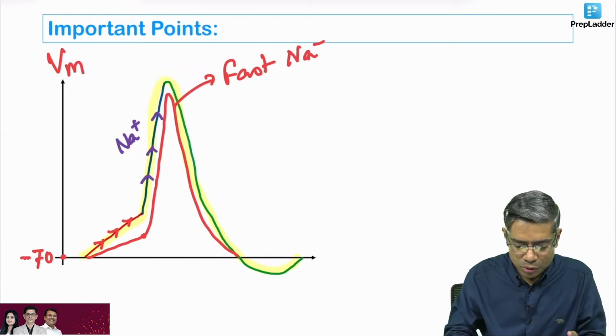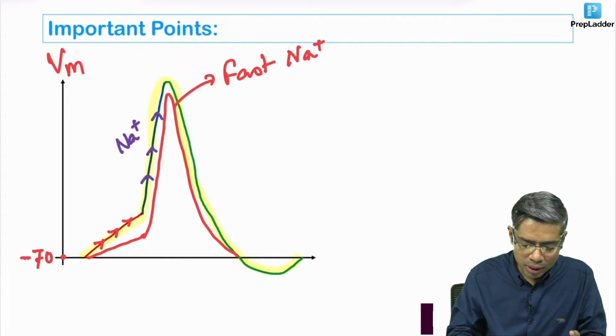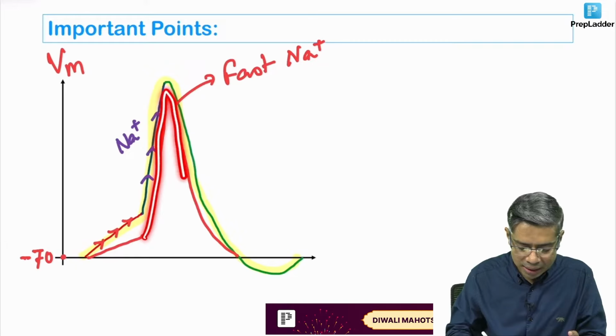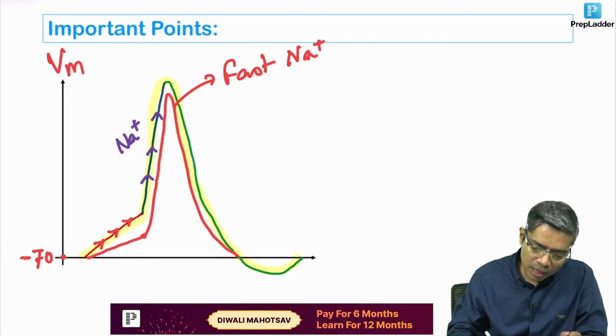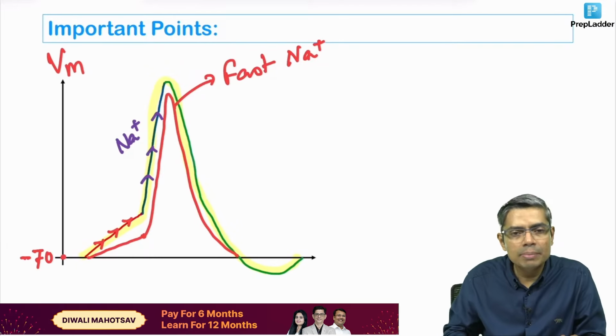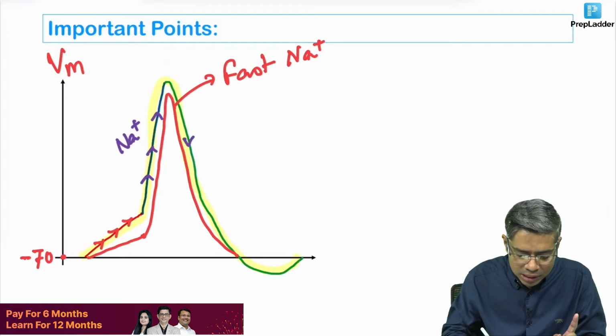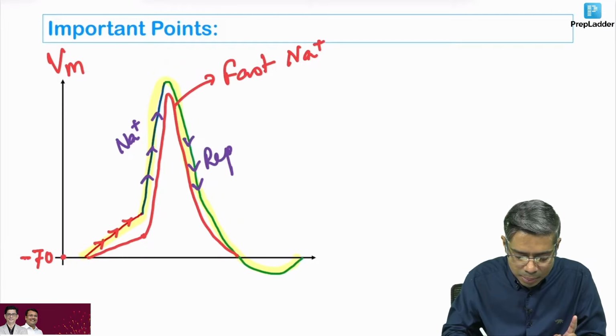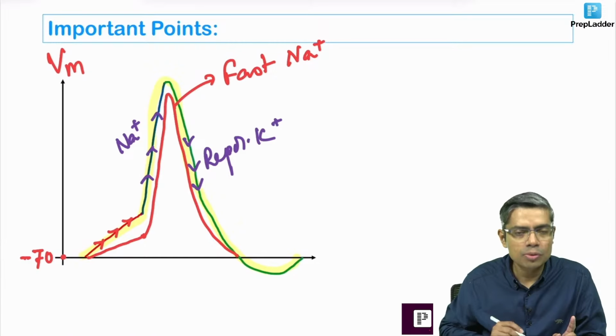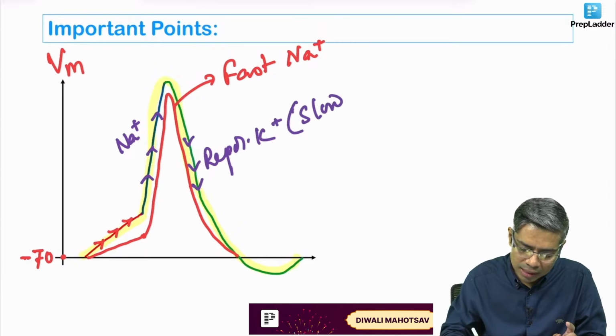So fast sodium channel will go for rapid opening and rapid inactivation. But what about potassium channel? Potassium channel will be mainly responsible for this repolarization part. Repolarization is mainly due to potassium channel, and potassium is a kind of slow channel.